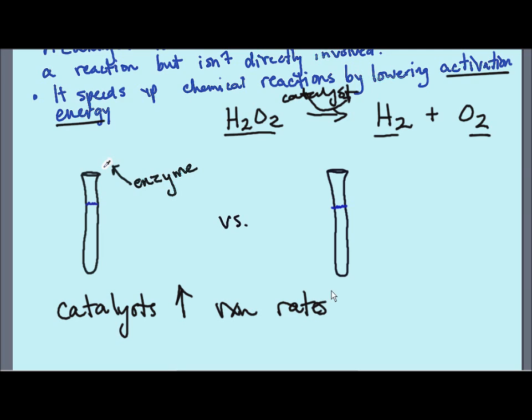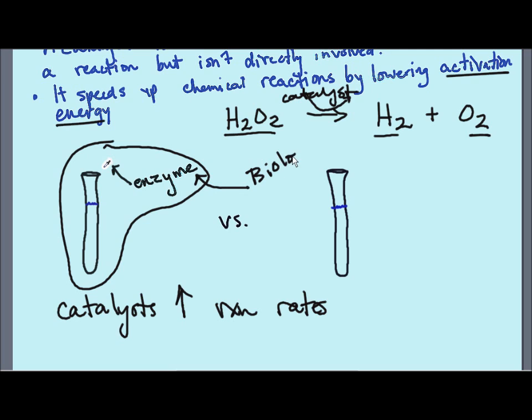In this little diagram I've got this little dropper that's adding an enzyme versus this one that has no enzyme. So which one's going to go faster? Pretty straightforward. It's going to be this one. An enzyme is a biological catalyst. I'll give you an example of an enzyme. In your mouth you have saliva, and your saliva contains an enzyme called amylase. Amylase is an enzyme that helps break down carbohydrates.